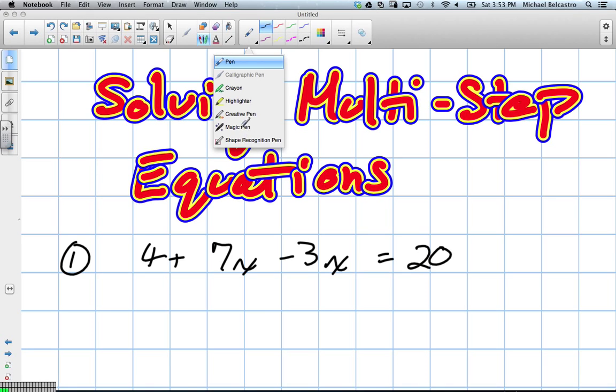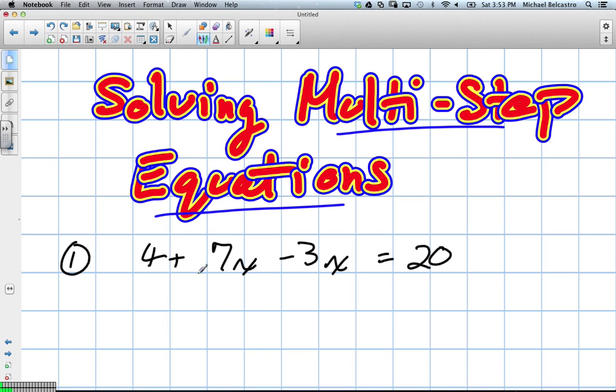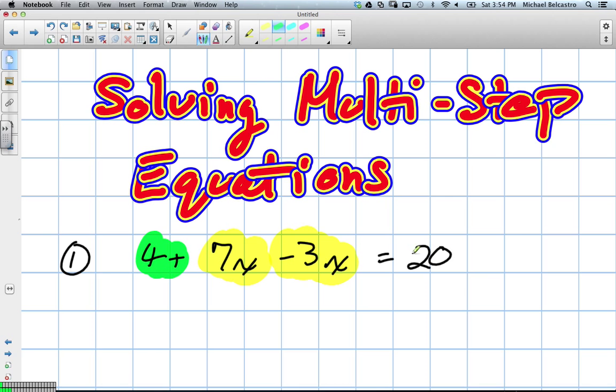Working on solving multi-step equations. Okay, so we've gone over just solving one variable equations, and these ones are one variable equations, but they have multi-steps to them, so there's several steps. And what we're going to do is collect like terms. So we've got to figure out what like terms are. For instance, 7x and negative 3x are like terms, which makes 4x. 4, there's no x, and 20, the constants, are like terms.